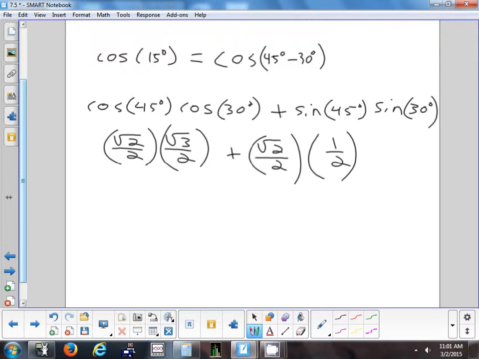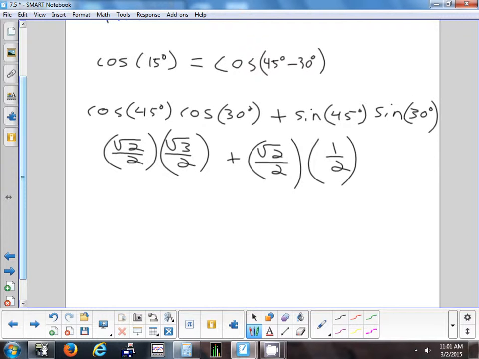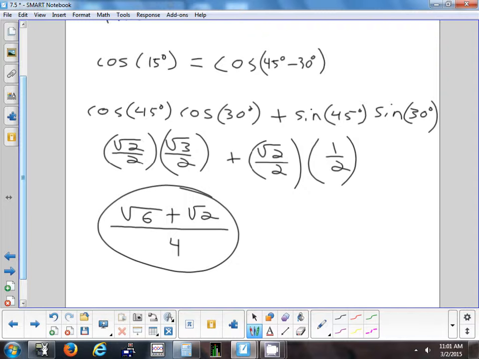Do out your arithmetic and see what we get. Okay, Brianna, what's the square root of 2 times the square root of 3? Well, you're multiplying, so square root of 6. Yeah. And then 2 times 2 is 4. But look at the other fraction. The denominator is also 2 times 2. So both of these fractions are going to have a denominator of 4. And Darren, what's square root of 2 times 1? Square root of 2. That's the exact answer for the cosine of 15.